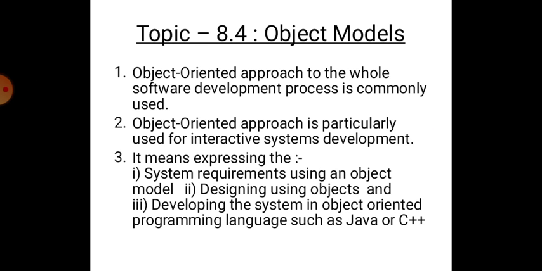Point number 3, it means expressing system requirements using an object model. Second, designing using objects. And third, developing the system in an object oriented programming language such as Java or C++. So in object models, the system requirements should be considered using an object model, designing should be carried out with the objects, and you should develop the system in an object oriented language such as Java or C++.